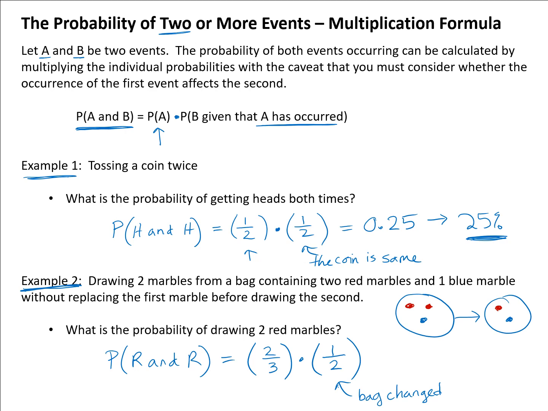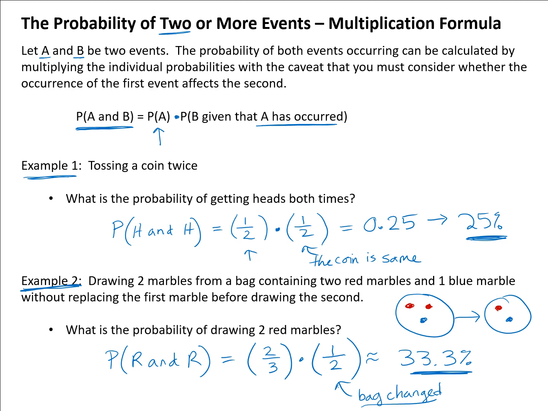So you have to keep in mind when you calculate your second probability, or put it into the formula, has something changed about the scenario that would make that probability calculate differently? And here the bag has changed, so I have to think about how the bag is now different and calculate the probability of getting a red with that changed bag. So now doing the calculation, start with the first fraction, 2 divided by 3, times the second fraction, 1 divided by 2. And that gives us a value of 0.33333, or 33.3%. That is exactly what we got when we looked at using the tree diagram.